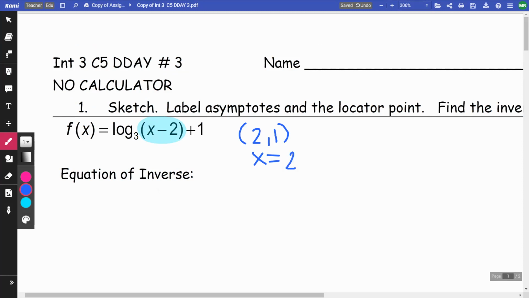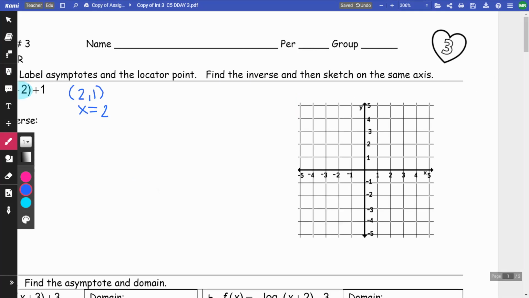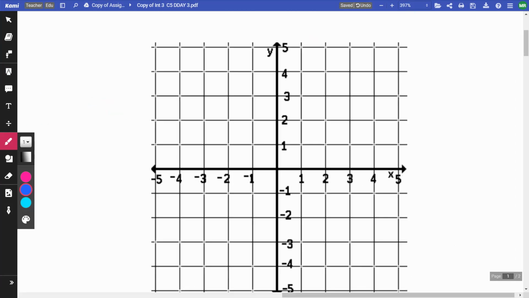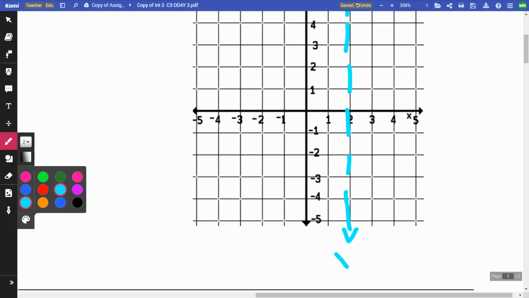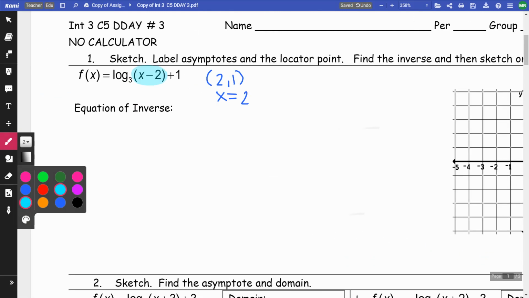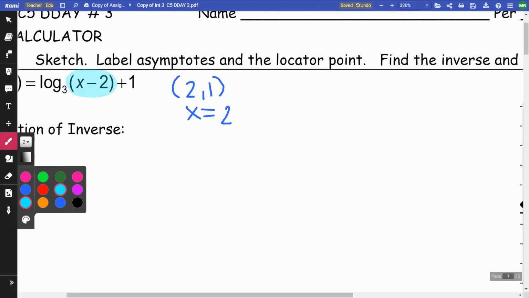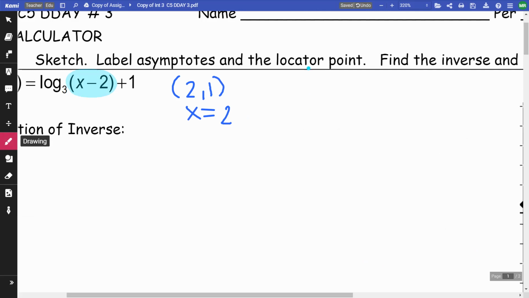So let me plot that first. Okay, so I'm going to plot that. X equal 2. Okay, that'll be an asymptote. And I'll label it x equal 2. Then what I'm going to do, I'm just going to jot down some values here.